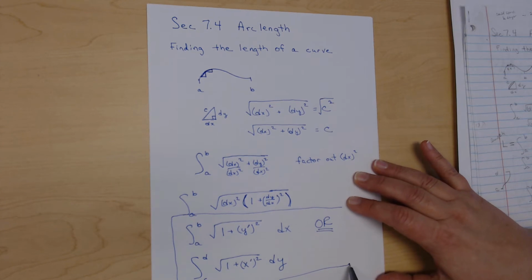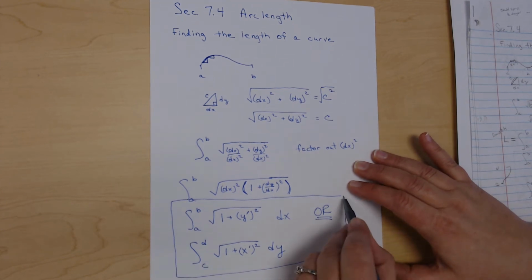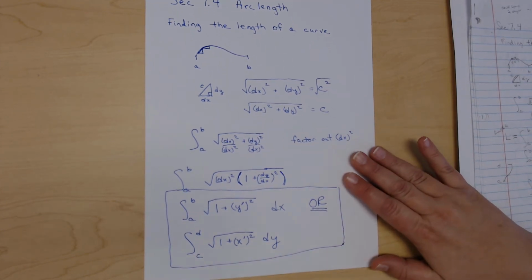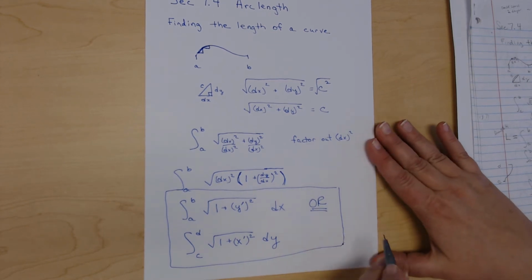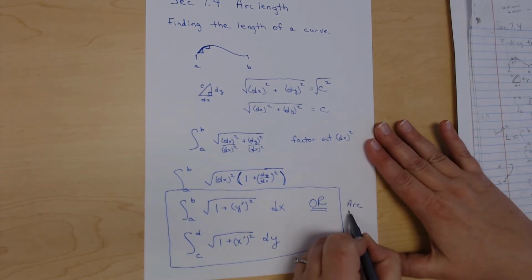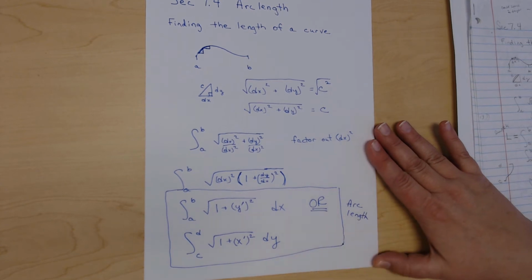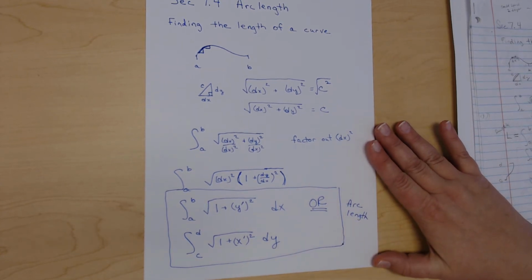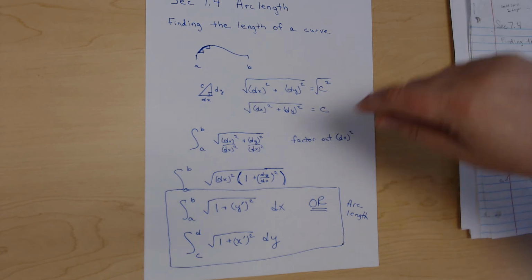Make sure you can see just enough. Let me sneak it up. Okay, so that is going to find us arc length. All right, so let's try some. That's it. That's going to be our formula.